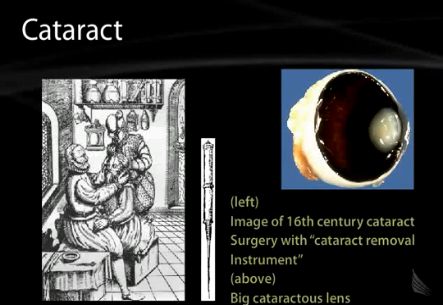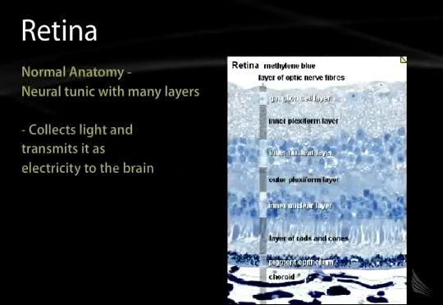On the right, we have a gross histology of the globe with a cataractous lens inside. This is a rear view looking from behind of the cataract. You see how it's opacified and will block the entrance of light through the pupil. Next, we move on to retina.